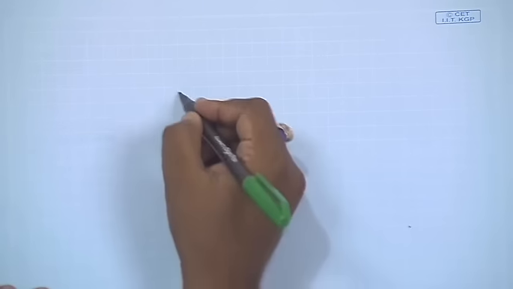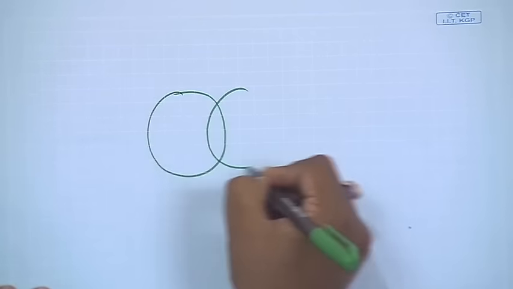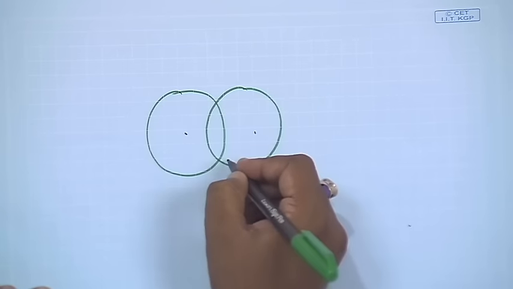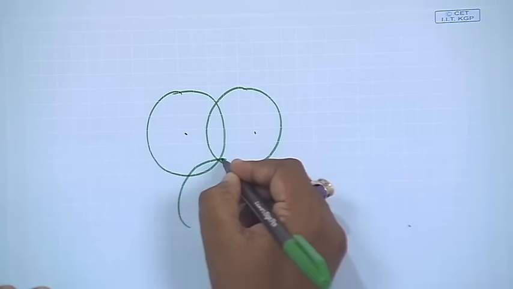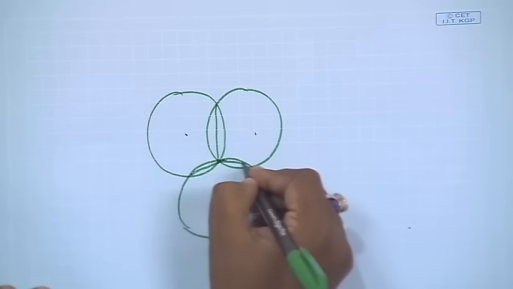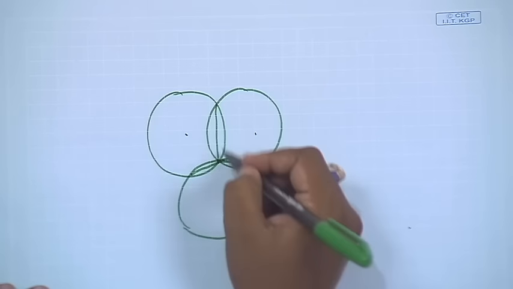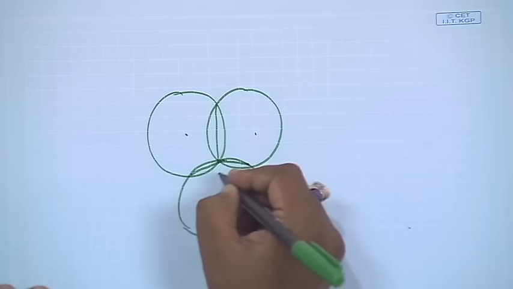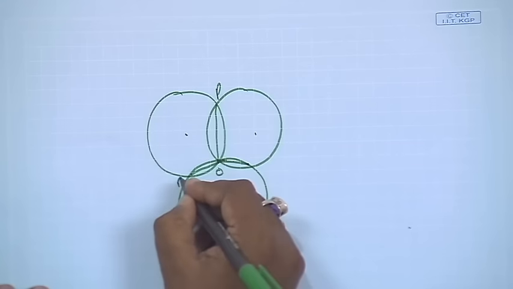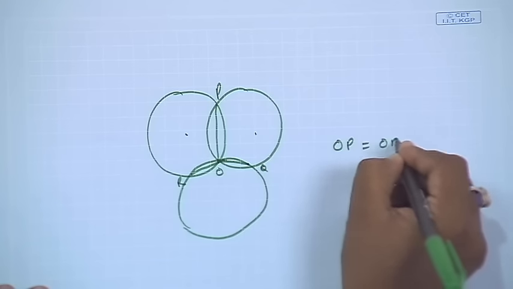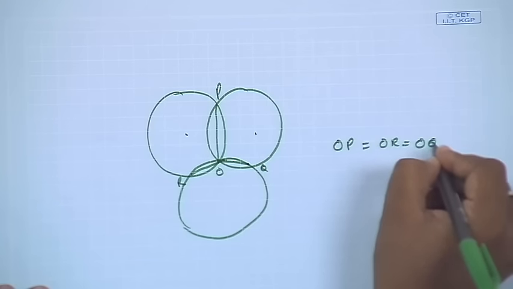So, let us say that we have two different nodes and we have to place a third node in such a way that this one and this one are the same. In this diagram it is actually not very precise. So, we have to do it in such a way that OP equals OR equals OQ.